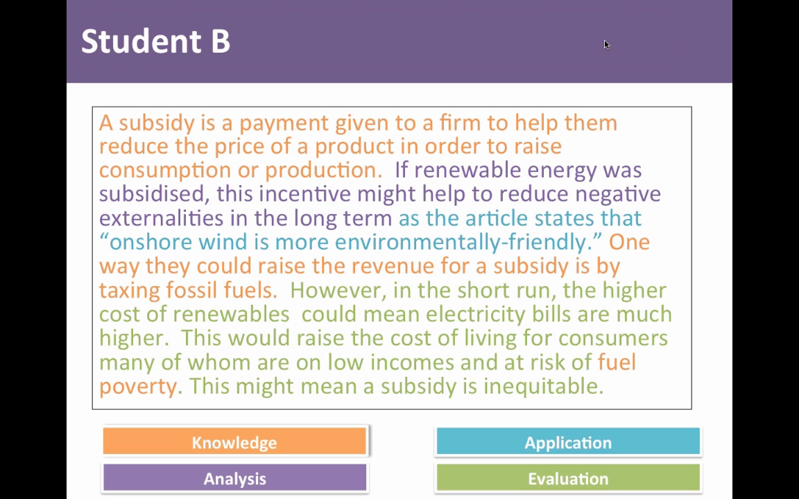So in the short run, the price will be higher, and that could cause a problem for families on low incomes. You could develop the evaluation by saying the government might respond to this by offering a subsidy for consumers of renewable energy, or maybe some sort of welfare cash payment for at-risk households. So one could develop the evaluation, but there is a genuine attempt in this answer to evaluate the question.